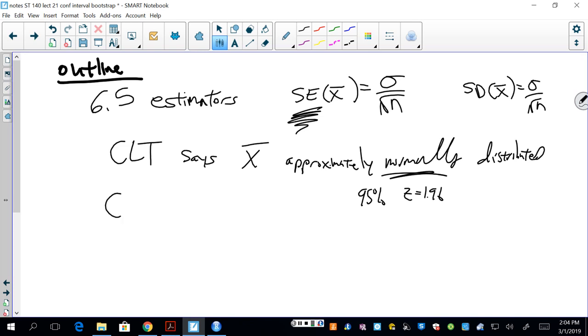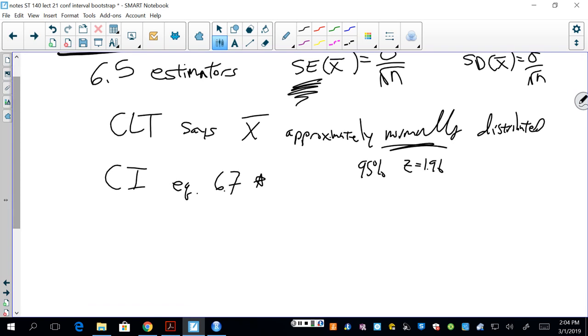A formula for a confidence interval that we've just done is equation 6.7. That's the one we're using today. We're going to relax that. We're going to go to equation 6.6. We'll look at this one. It uses something called a t-distribution. And we'll do that. That's the plan for Monday.